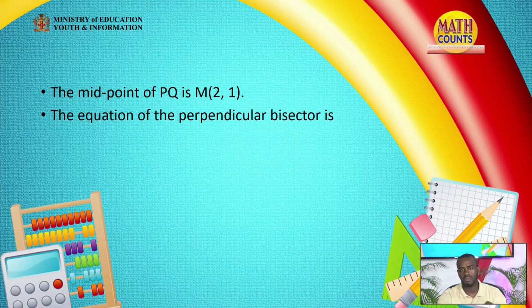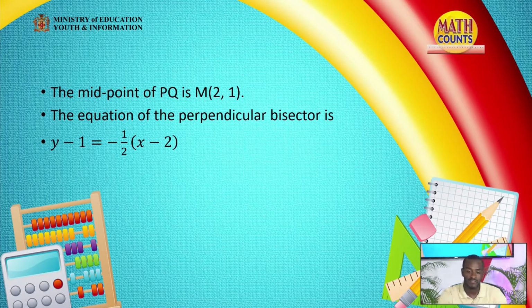Since we now have the midpoint and also the gradient, we can now go about finding the equation of this perpendicular bisector. You can now utilize the concept of the gradient point form to find the equation of the perpendicular bisector, which is y minus 1 is equal to negative 1/2 into x minus 2. Remember, I would like you to go ahead, simplify this equation so that it will resemble what we have here.